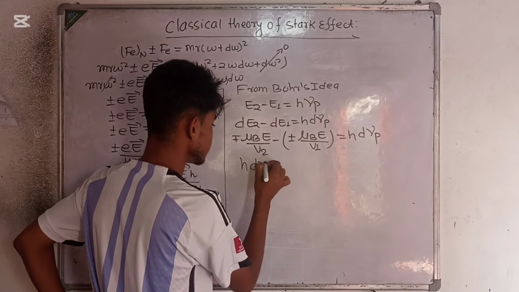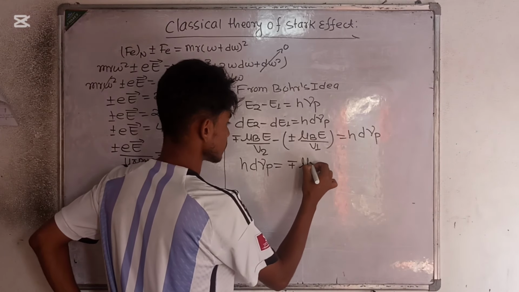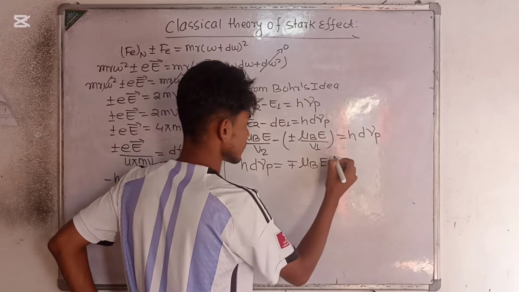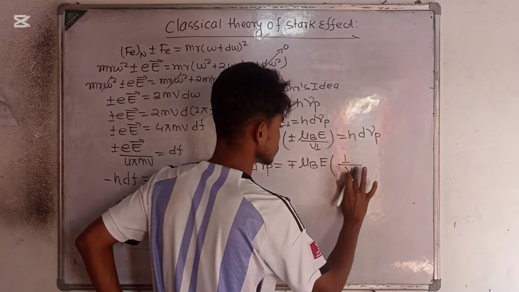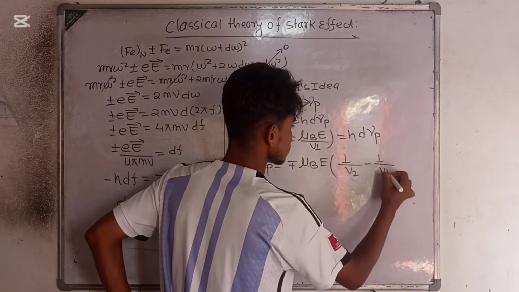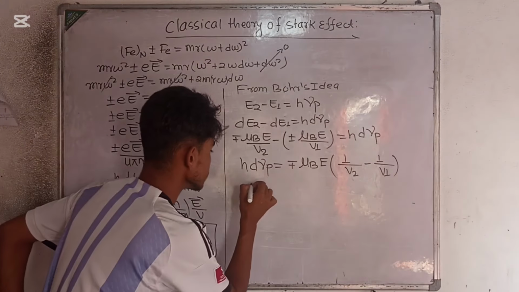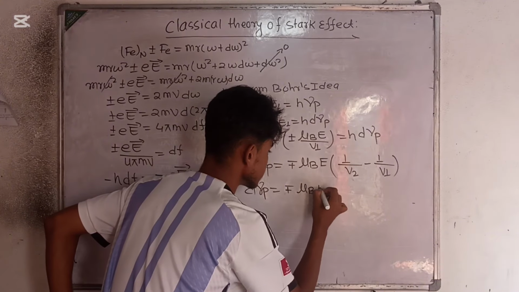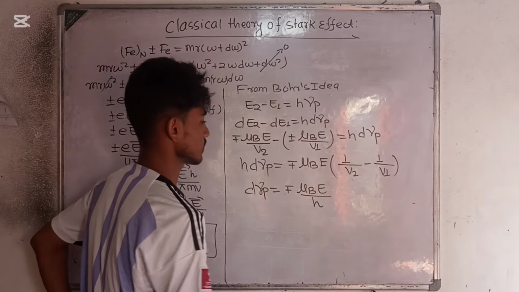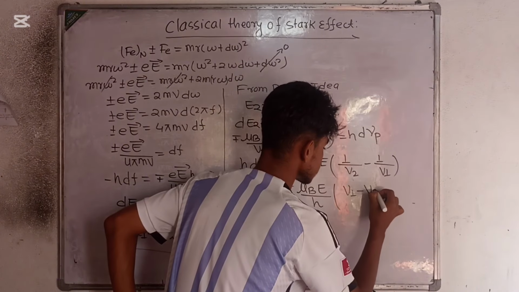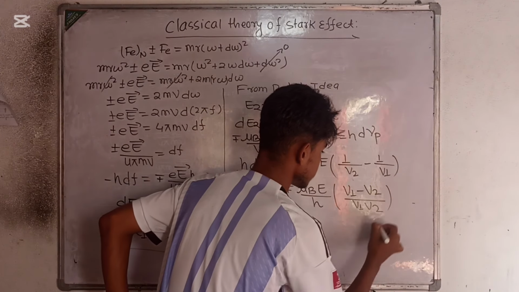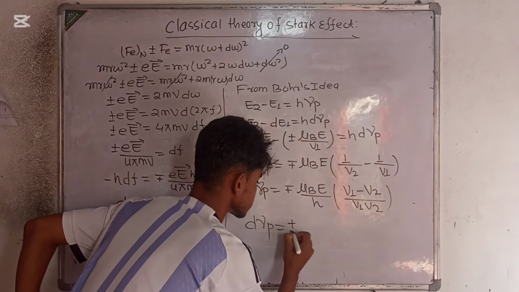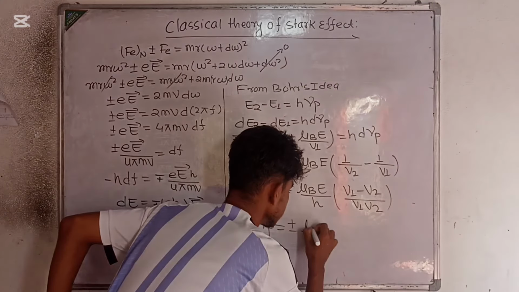And h d nu of photon equals minus plus mu B, and you can take common mu B E, right? And this would be 1 upon V2 minus 1 upon V1. So d nu can be represented as minus plus mu B E upon h, and this is nothing but V1 minus V2 by V1 V2, right? And the frequency shift would be plus minus, or you can say minus plus or plus minus, it doesn't make any sense.